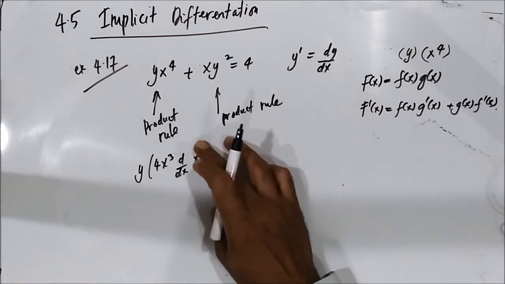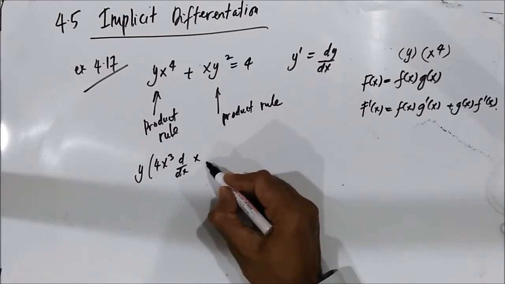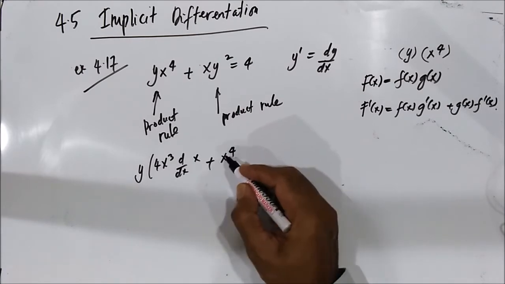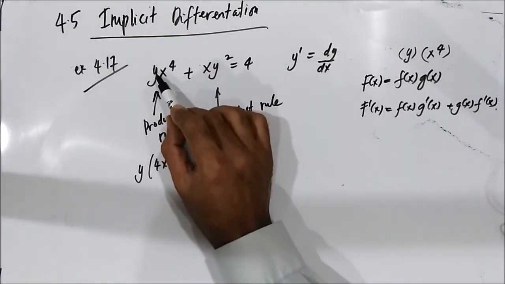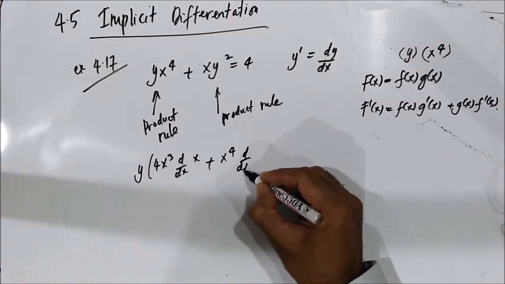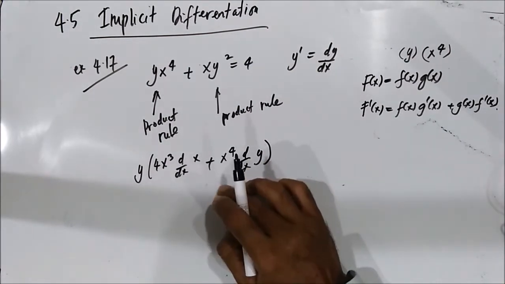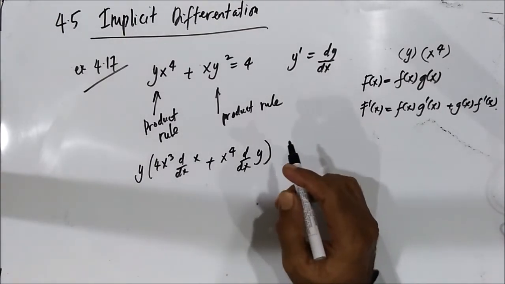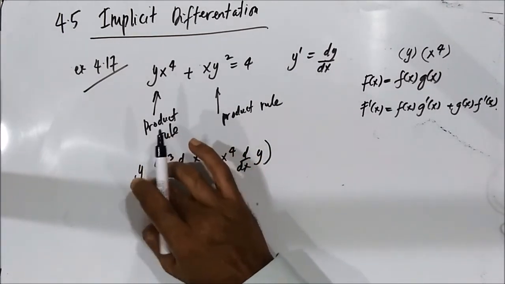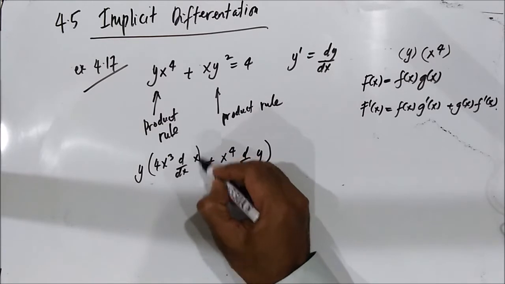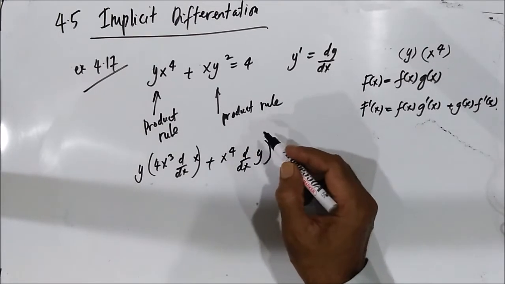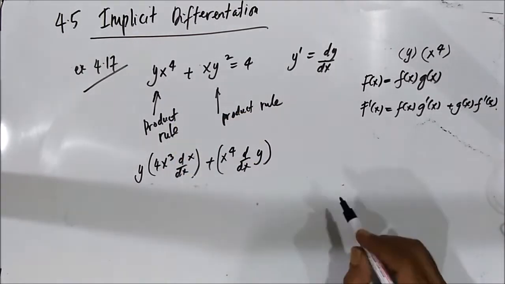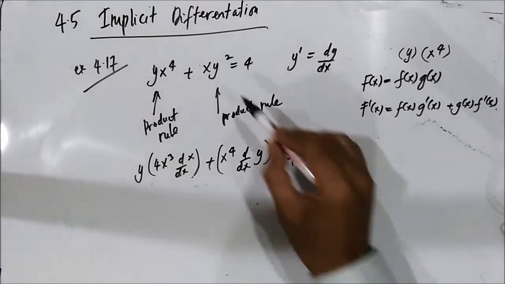d/dx of x, plus g(x), which is x raised 4, and then f prime x is the differentiation of y, so d/dx of y. This is how we solve the first part here. Okay.